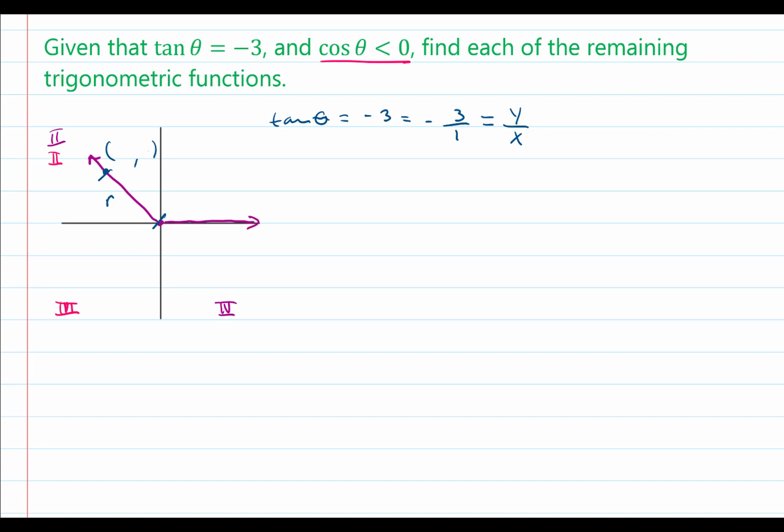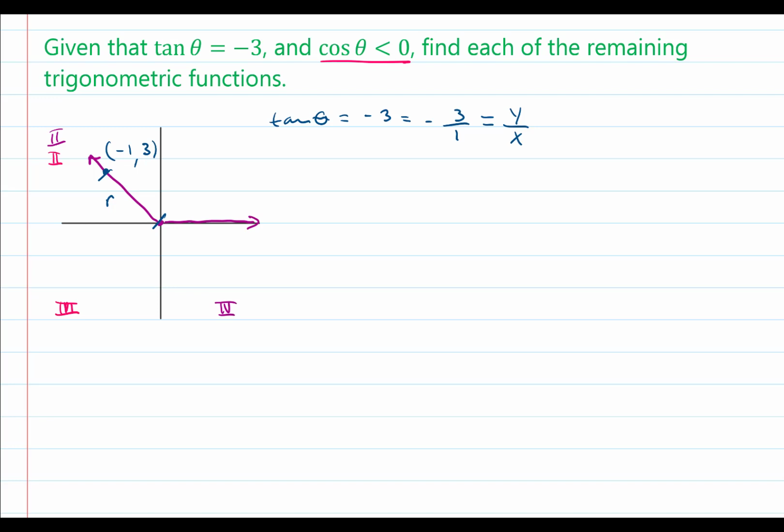Now be careful where you assign that negative. You probably want to, by default, assign it with y, but we know since we're in quadrant number 2 that the y coordinate is positive. So that's going to be a +3 for my y coordinate and a -1. You can assign that negative to either the numerator or denominator, whichever one will match the information that you need.